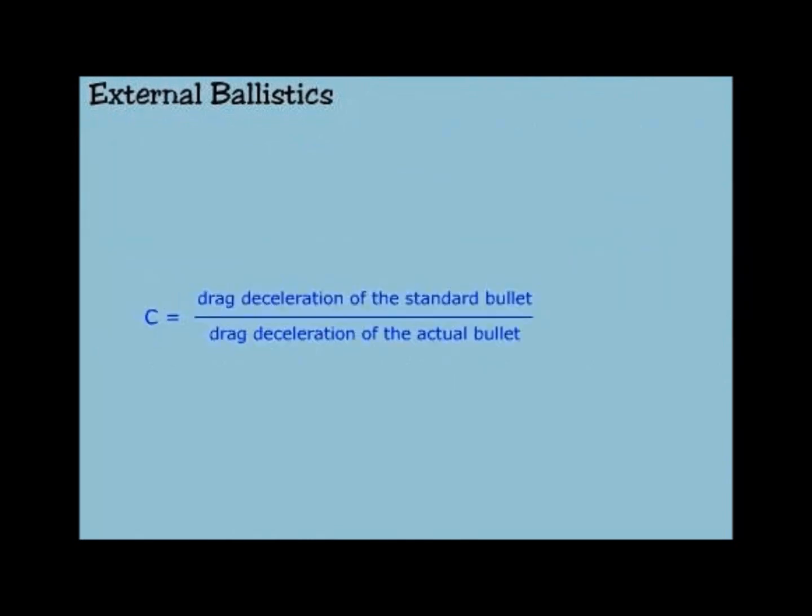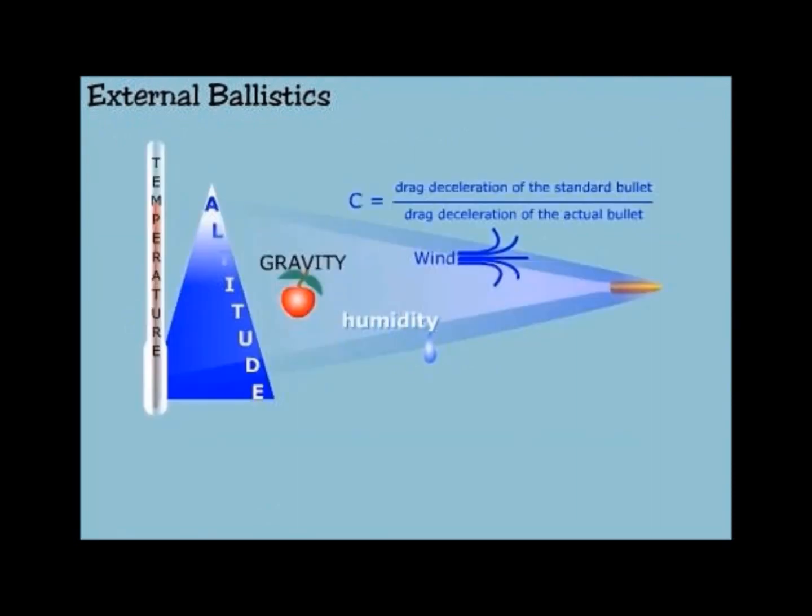Ballistic coefficient of a bullet, or C, is equal to the drag deceleration of the standard bullet divided by the drag deceleration of the actual bullet. The ballistic coefficient for the standard bullet is defined as 1.000. Since the actual bullet usually slows down faster than the standard bullet, C is generally less than 1.0. The smaller the C value, the faster the bullet slows down. The science of external ballistics is complex, with many factors influencing the trajectory of a bullet all at the same time. The serious long-range shooter should consider an in-depth study of this science to achieve accuracy.